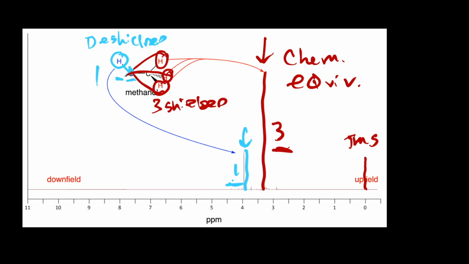Now that we have a brief overview of the hydrogen NMR, let's answer this problem. How many peaks would we expect to see in the hydrogen NMR spectrum for each of these following compounds? So let's take a look at the hydrogens only. We're just looking at the hydrogens.